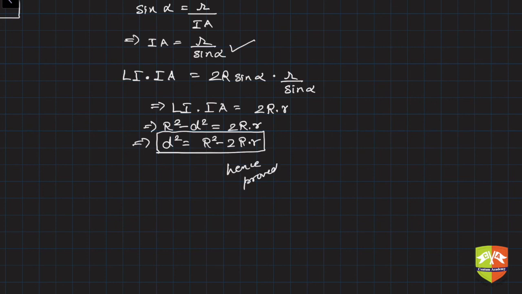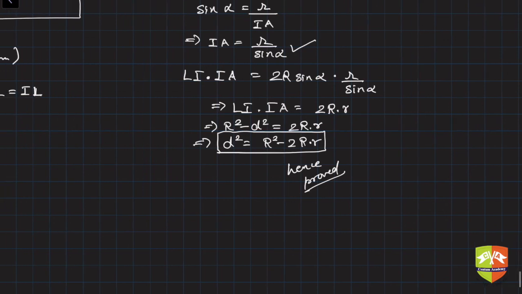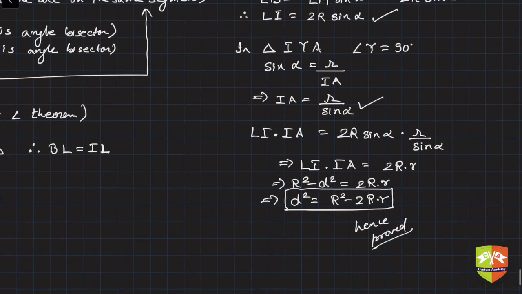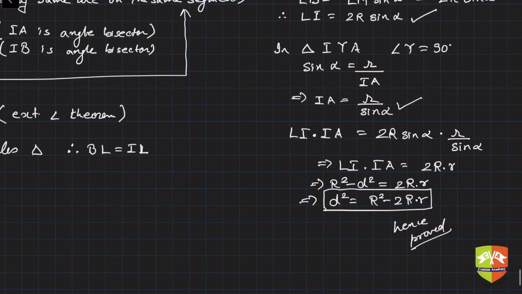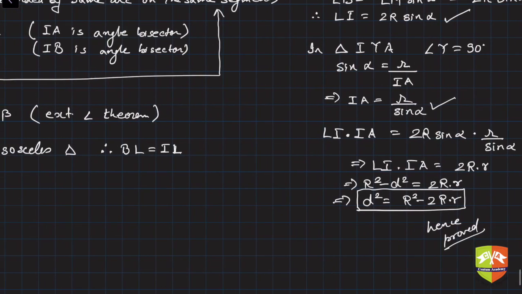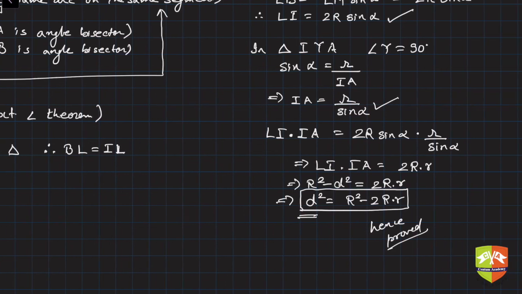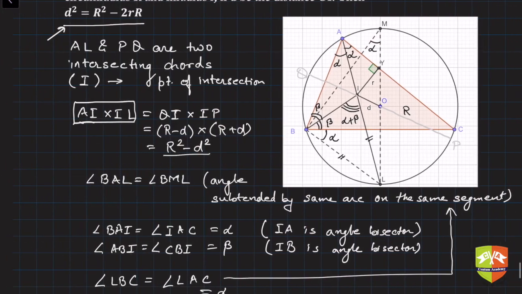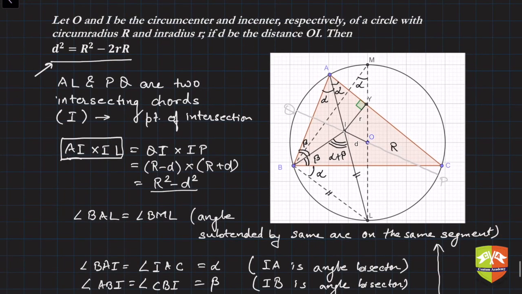I hope you understood the theorem. Okay, so hence, the distance IO, d square, the distance between the circumcenter and incenter, is nothing but circumradius square minus twice circumradius times inradius. This is what the theorem was all about.